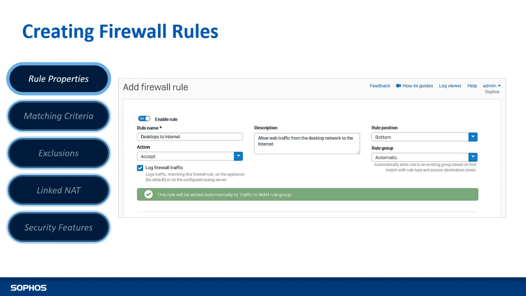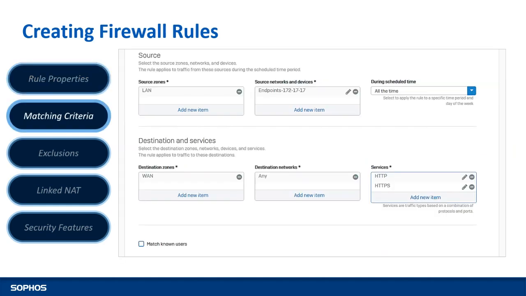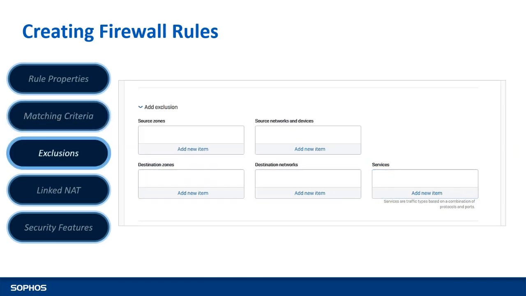By default, Sophos Firewall will attempt to place the rule in the most appropriate group based on the configuration of the source and destination zones and the type of firewall rule. The matching criteria of Sophos Firewall cover source and destination zones, network services, and the ability to schedule when the rule will be active. You can also match users and groups. For the time being, we will focus on configuring a network firewall rule.